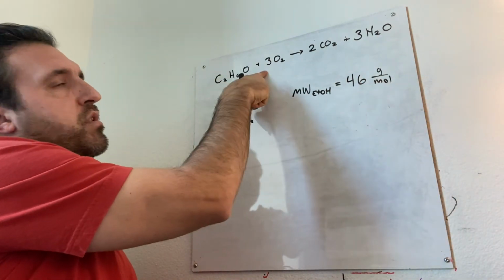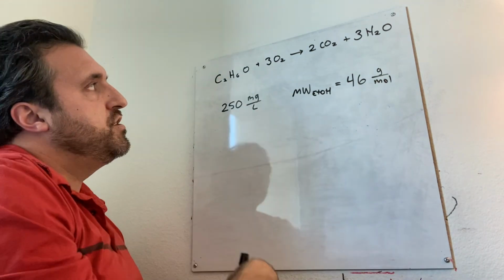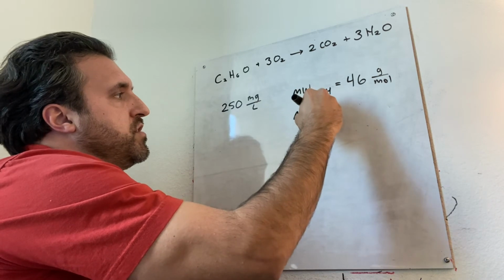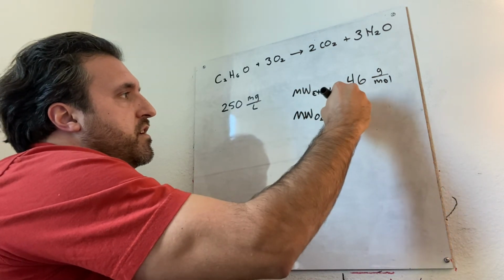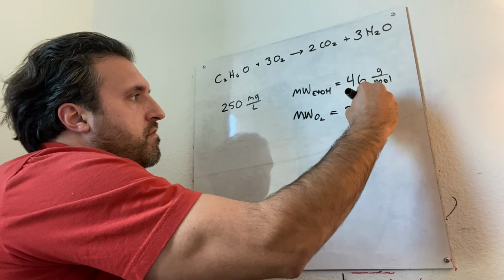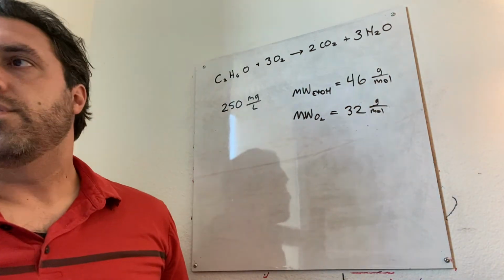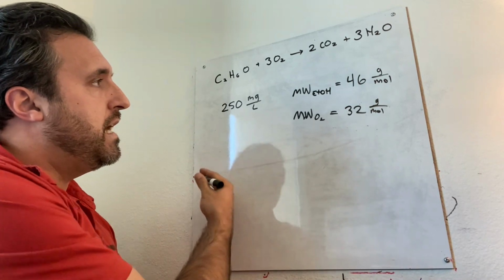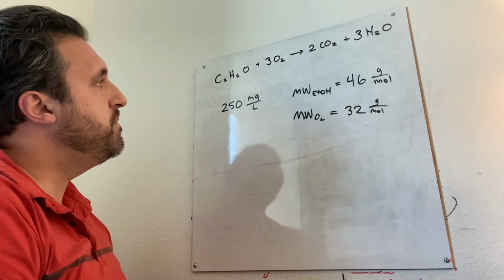And we're going to look at the molar relationship between ethanol and oxygen, and then we'll need the molecular weight of oxygen. So the molecular weight of O2 is equal to 32 grams per mole. So now we just set up our equation, making sure that we convert units appropriately.